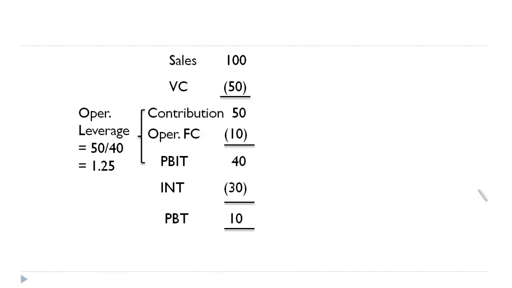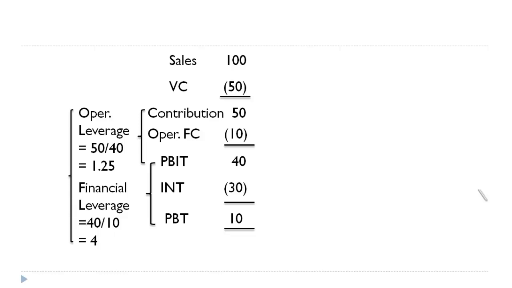And what about financial leverage? We will establish relationship between PBIT and PBT. So financial leverage is PBIT divided by PBT, which is 40 divided by 10. So it is 4 times. And what about combined leverage? We have to establish relationship between contribution and PBT, or we can simply multiply operating leverage and financial leverage. Both will work. So combined leverage is equal to contribution divided by PBT, which is 50 divided by 10, and that is 5.